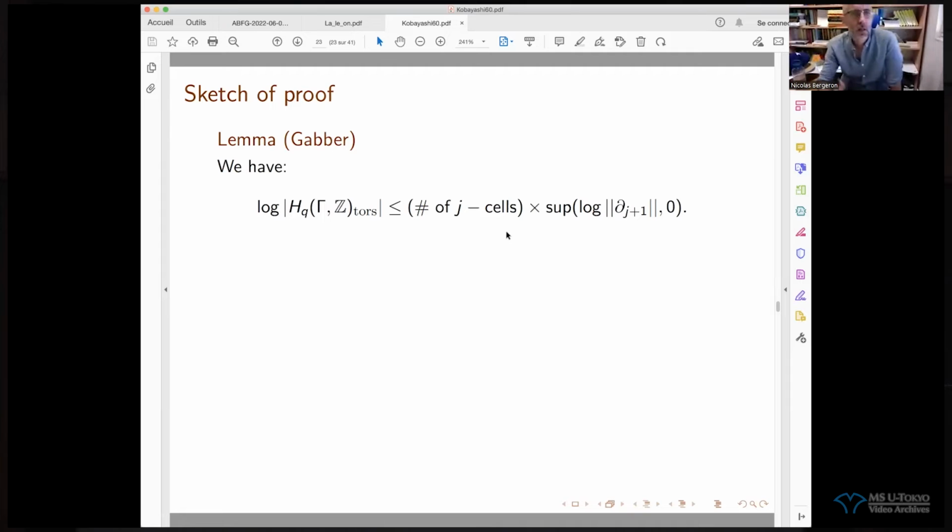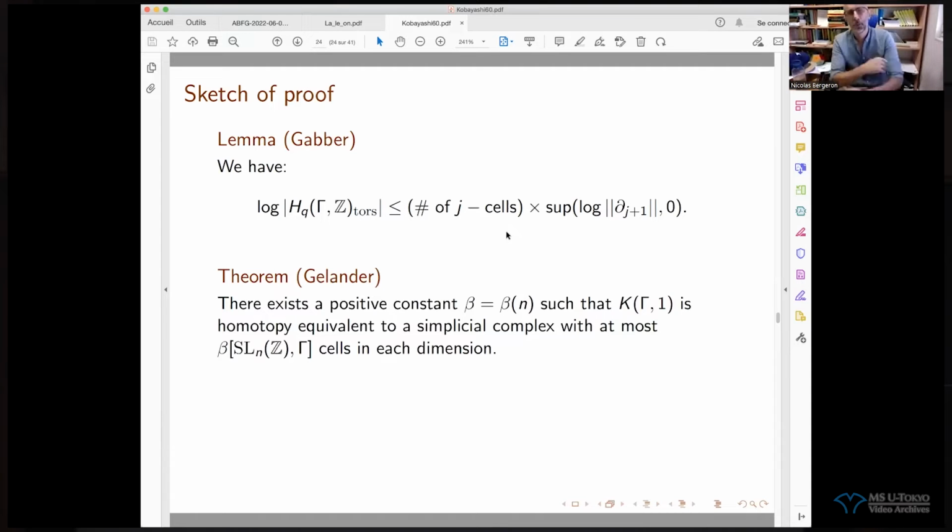That's a classical result that was well known if you want to study torsion homology. Now you wonder how you can apply it to subgroups of Gamma. For that you can use a theorem of Gelander that says that if you fix n, there exists a positive constant beta and a CW complex that computes the homotopy type of K(Gamma,1), and that has at most the index of Gamma in SL_N(Z) times this constant beta cells in each dimension. So you completely bound, in any degree, the number of cells you need.